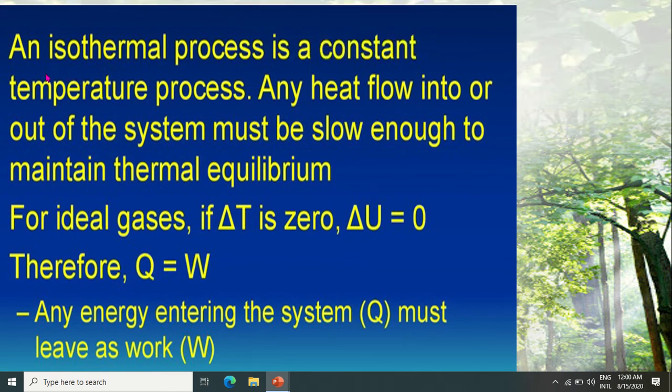Again, I want to summarize isothermal process. An isothermal process is a constant temperature process. Any heat flow into or out of the system must be slow enough to maintain thermal equilibrium. For ideal gases, if del T is 0, then del U equal to 0. Therefore, Q equal to W. That means whatever amount of heat is supplied to the system will be converted totally into work done.